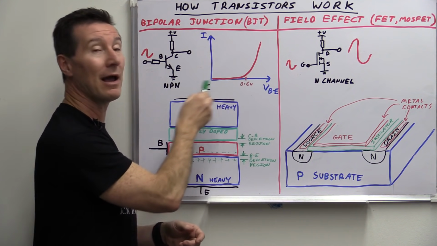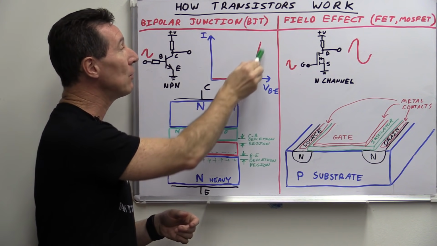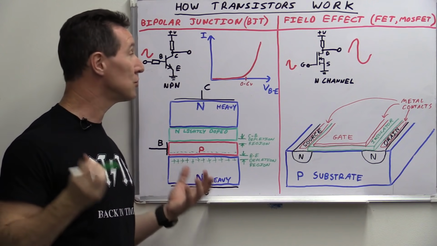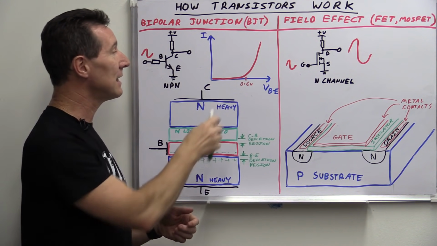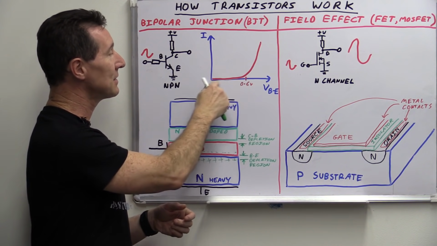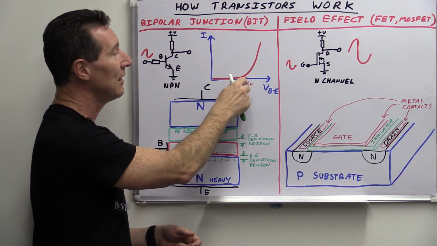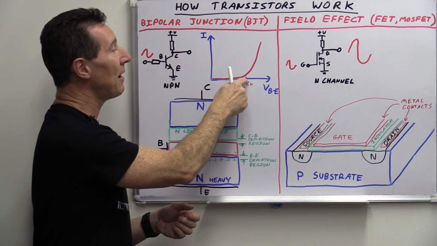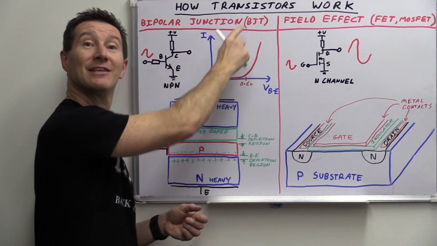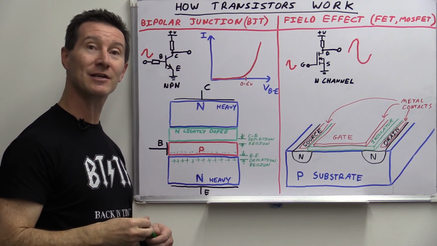Now, of course, we come to our typical diode curve here, which you should be familiar with. Once we get to about 0.6 volts, the threshold voltage, it doesn't conduct any current until we get to around about that point. And then once we get above 0.6 volts, it starts to rapidly conduct up like that.